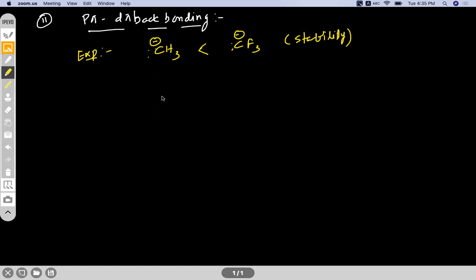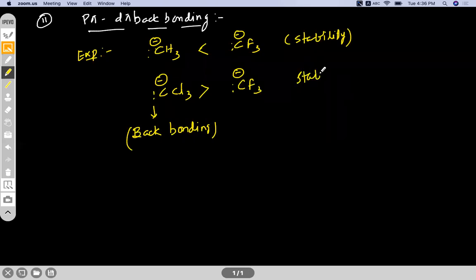Okay, if you compare the stability of CCl3 negative charge and CF3 negative charge, then CCl3 minus is more stable than CF3 minus. This is because of the back bonding. Stability order is this. Okay.